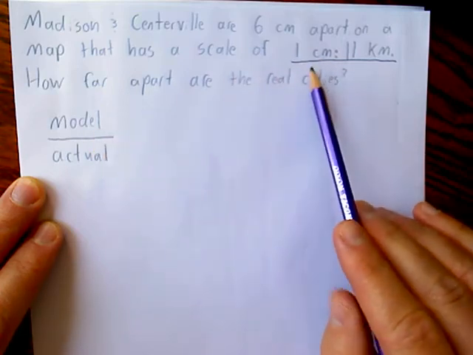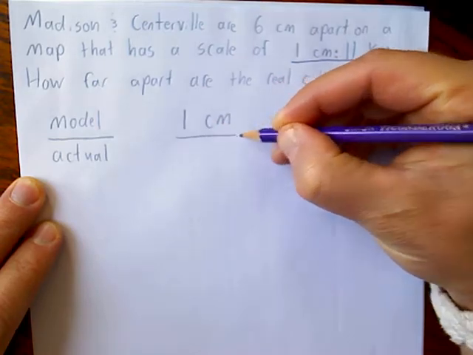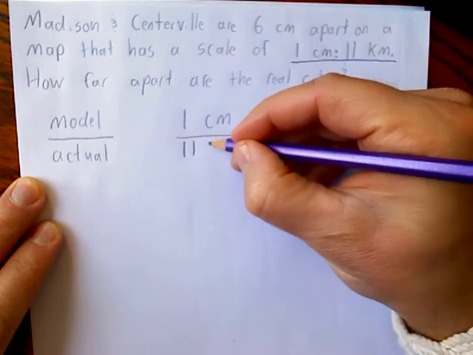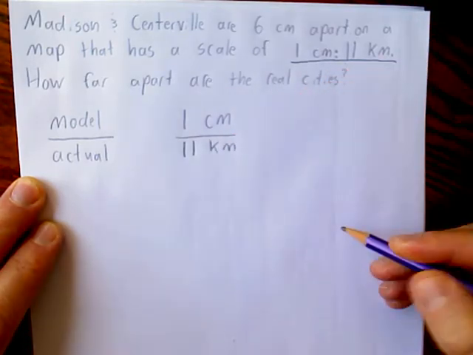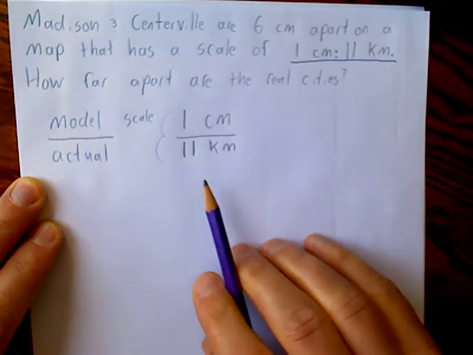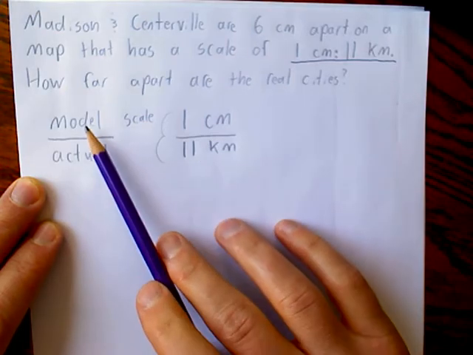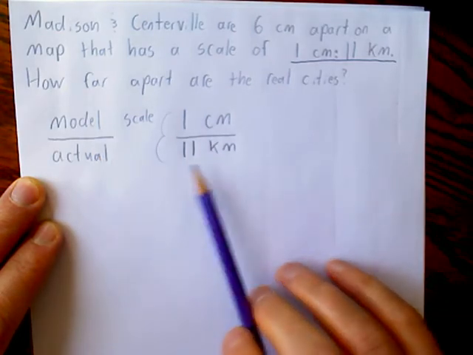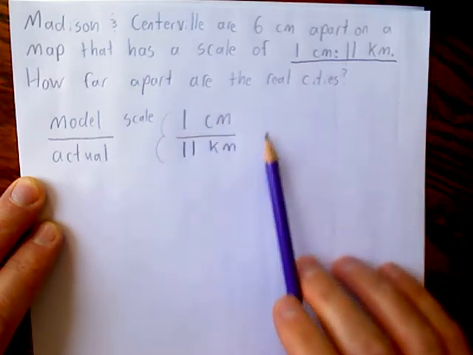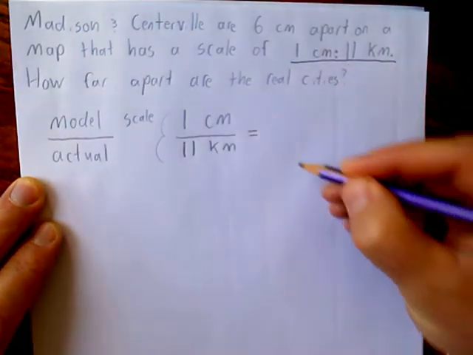So in my model, in this case it's going to be the map, I have 1 centimeter represents 11, I'm looking for the actual, kilometers. And here is my scale. And I'm always going to start with the scale when I do these problems. Notice, model is 1 centimeter, actual is 11 kilometers. Okay, so we've started with that. And what we're doing here is we're creating our proportion. This is just going to be the left side. So I'm going to say equals.